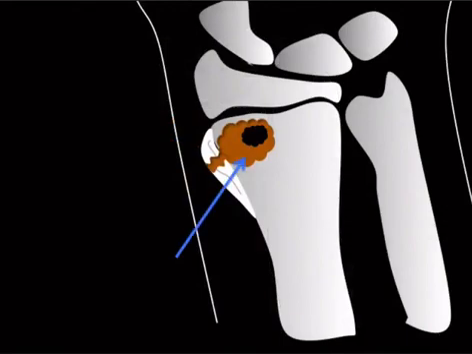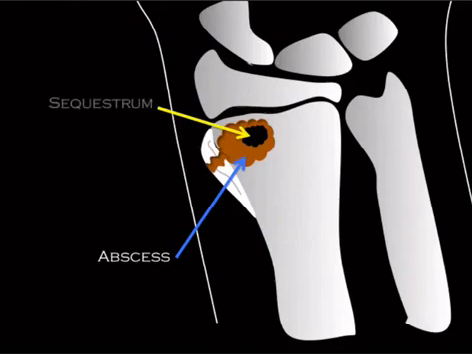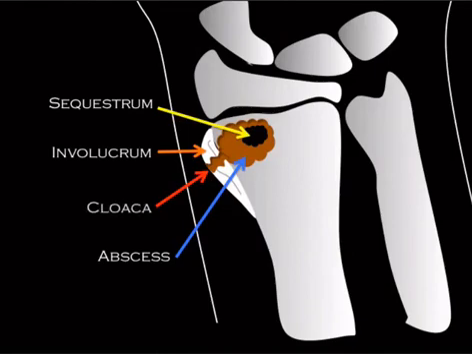So abscess, sequestrum, involucrum, cloaca. So the involucrum's like the coat. It's a cloak of new bone. The sequestrum is like a dead piece of bone. It's like an island in the ocean there.